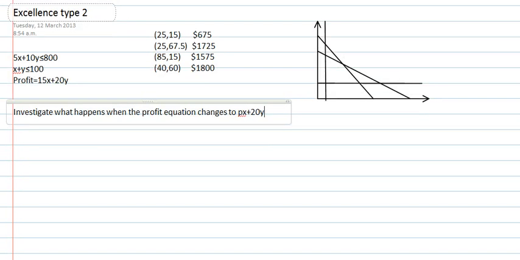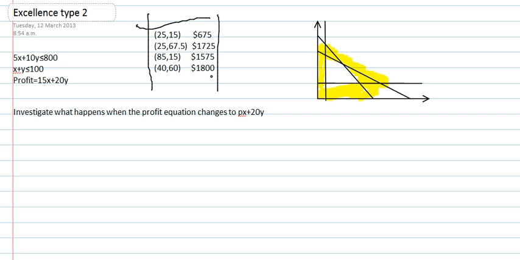Okay, so excellence type 2. This one, I've kind of done a lot of work already. Here's my graph, and it's shaded out all up here, and all over there, and all over there, and all over here. So it's that little white blob that's the feasible region. And I've worked my profit table out. I've drawn it, but I haven't written anything, so there's my table.